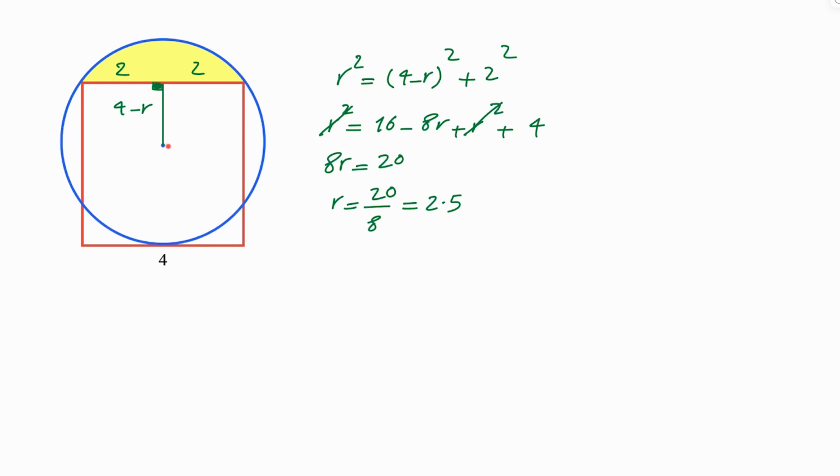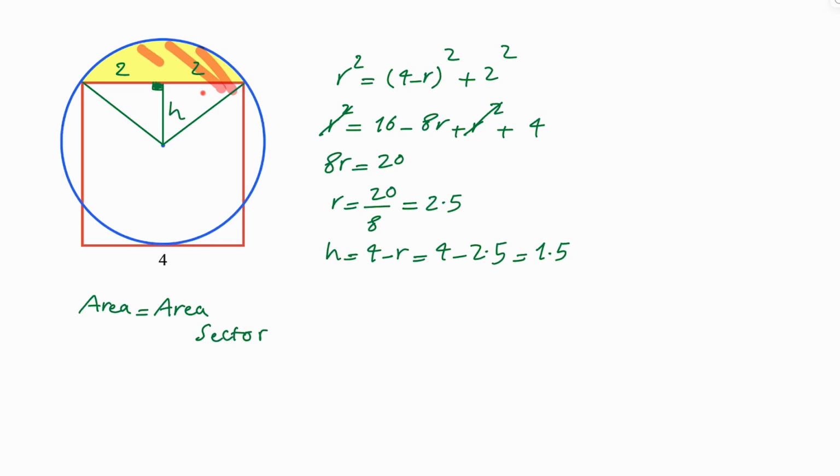We can now find this length, which is 4 minus R. If I call it H, we will have H is equal to 4 minus R, 4 minus 2.5, which is equal to 1.5. For finding the area, we can find the area of a sector. This sector is here, so we can find this area, and we can subtract the area of this triangle.